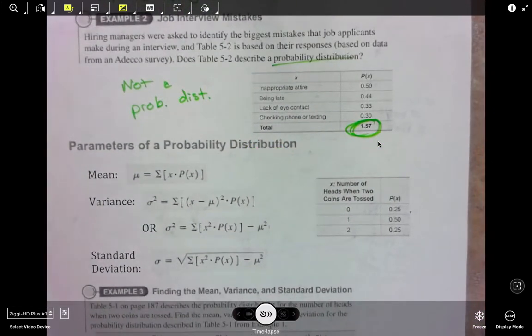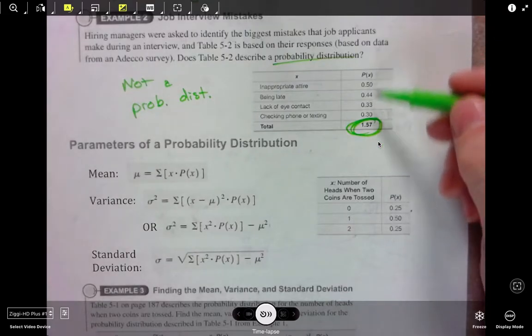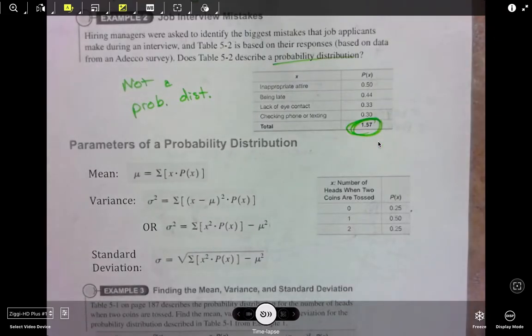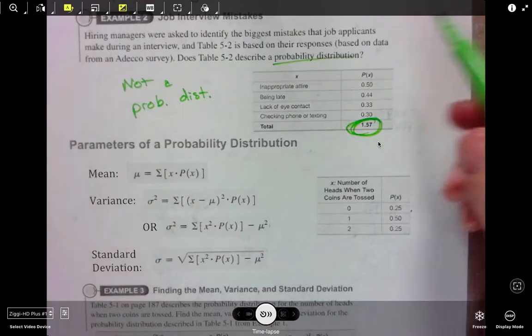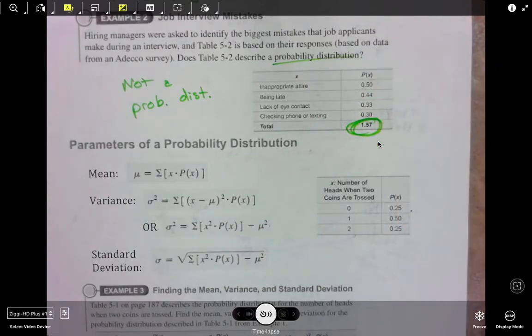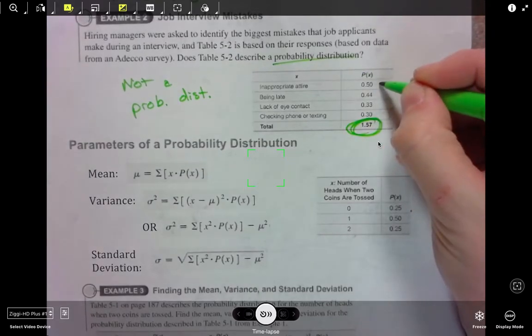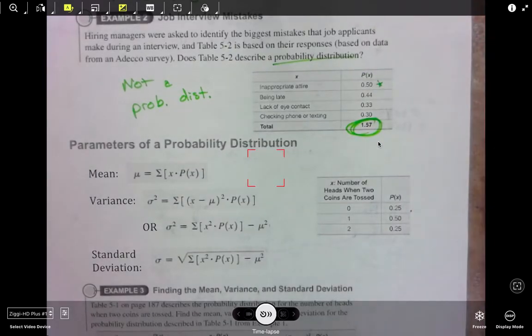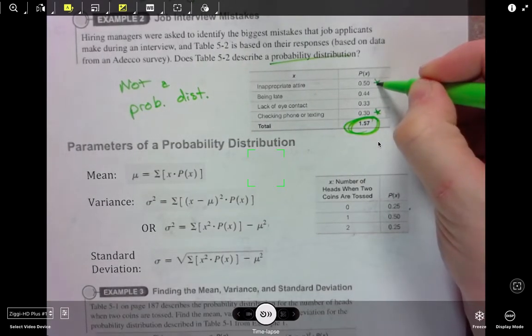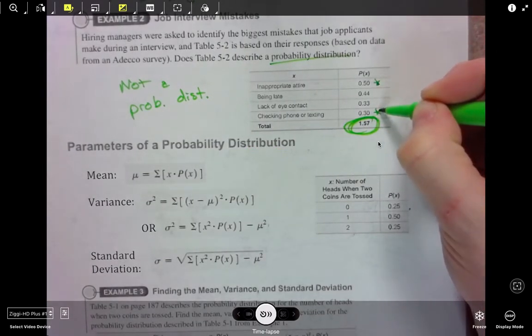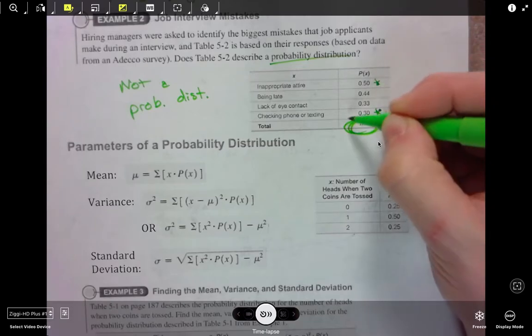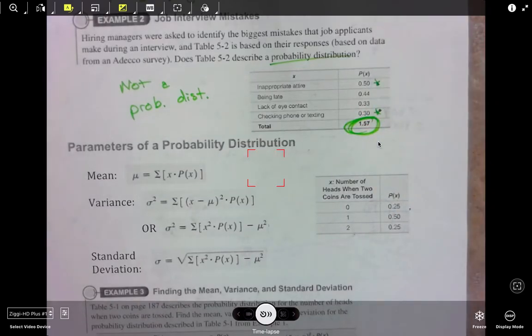Now, what's probably occurring in this scenario? I don't doubt whether these numbers are accurate, except some of these just kind of seem wacko. But what's probably happening is somebody who wore the wrong clothes is probably a person who's also maybe texting. So maybe we have some people that are in this category and in this one at the same time. So they're counted in both places, and that's why we're over 100%. But this doesn't represent a probability distribution if it's over 100%.